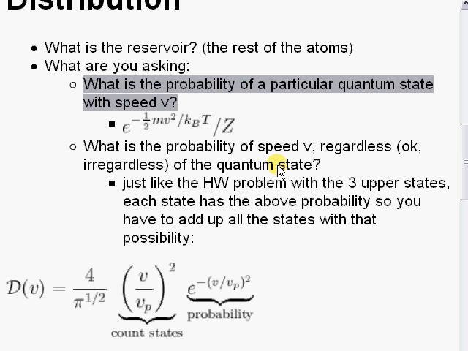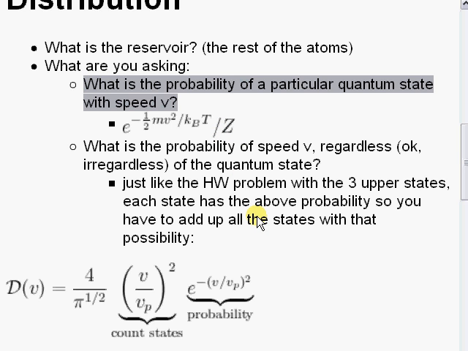So, in other words, there's lots and lots of quantum states that have the same exact energy. We've seen this before. There was a homework problem in Chapter 6 with 3 upper states and the 1 lower state. And we found that each individual state has this probability up here. So you have to add them all up.